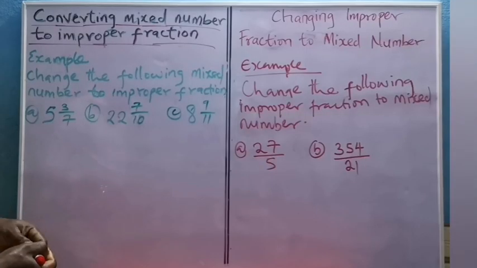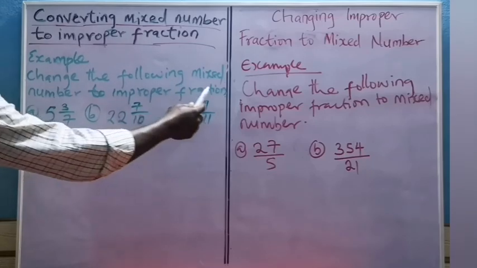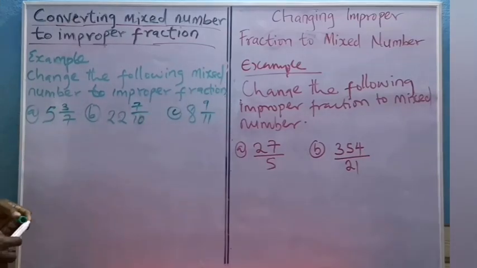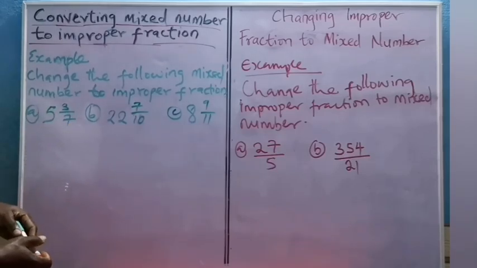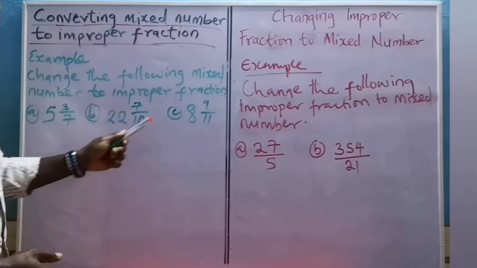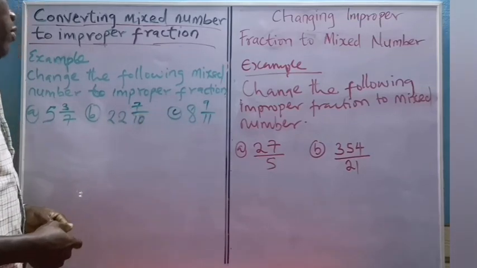Okay, let's see how we can change number from mixed number to improper fraction. Okay, we have example here. Change the following mixed number to improper fraction. The first one is 5 whole number, 3 all over 7. The second one is 22 whole number, 7 all over 10. Then the third one is 8 whole number, 9 all over 11.